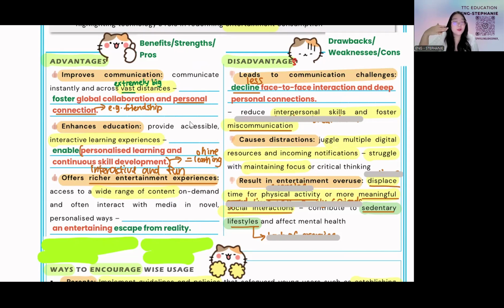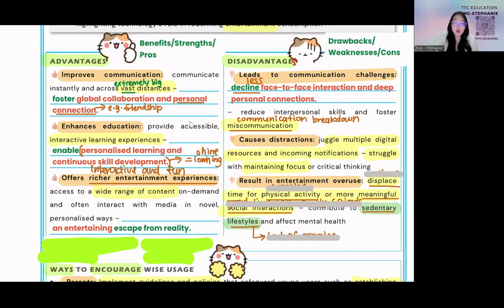As an old person like me, I tend to prefer face-to-face interaction more because I think it's better for me to see the facial expression and body language. So this is what you need to write. When you say it leads to communication challenges, it declines face-to-face interaction and deep personal connections, the cause will be it reduces interpersonal skills and will foster miscommunication. Or if you want a better phrase, it can be communication breakdown.